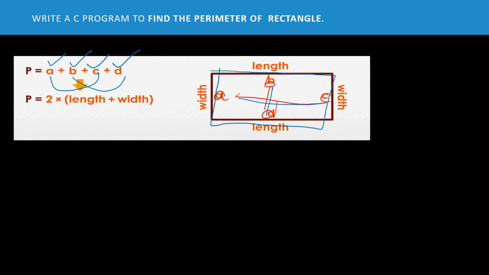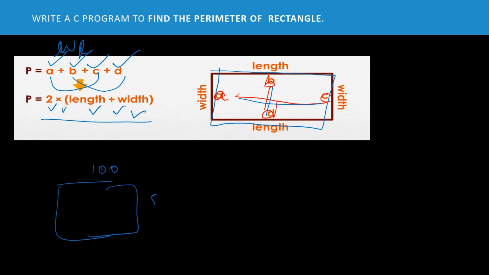What are the other names? This is known as length. Sorry, this is known as width and this is known as length. So 2 times of length plus width. This is formula, right? For example, take a rectangle where length is 100, breadth is 50. Now perimeter is 50 plus 50 plus 100 plus 100. Total 300.